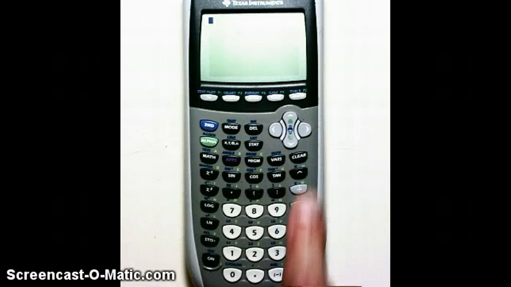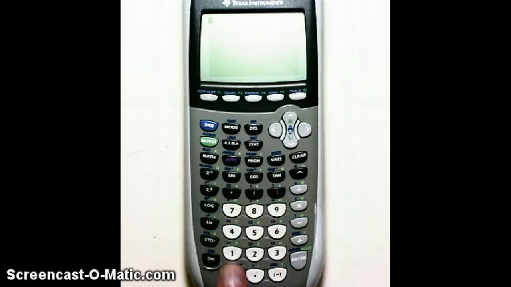Now watch what I do here. I hit clear and it cleared my home screen. Alright, so that's really all I want to talk about on these right now. Now what I want to do is go over here to the left.